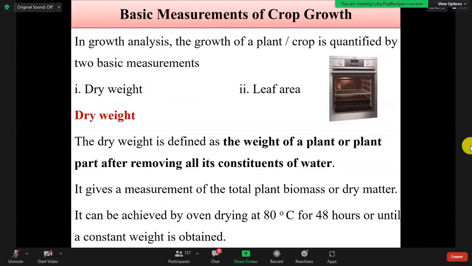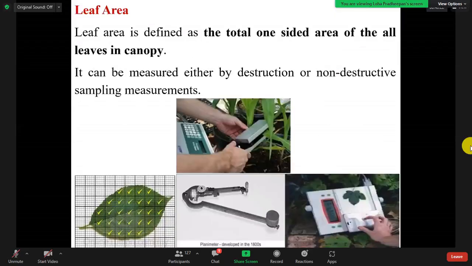So dry weight is one of the important parameters we are using to quantify the growth of the plant. Then the other parameter is the leaf area. So the leaf area is the total one-sided area of the whole leaf in the canopy. Canopy means all the leaves that are available in the plant and forming a structure. So we are calling that canopy.